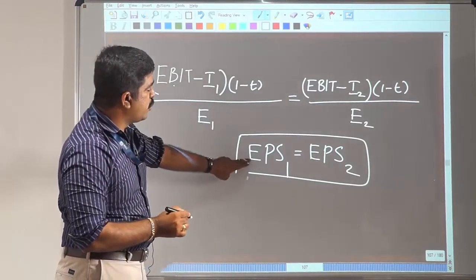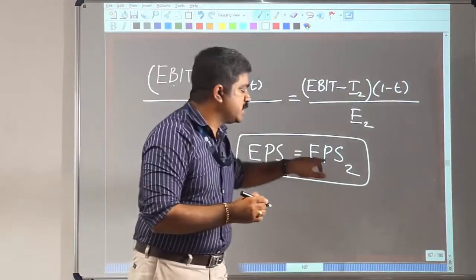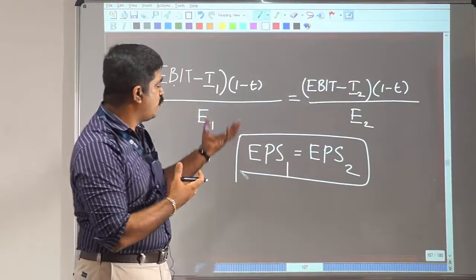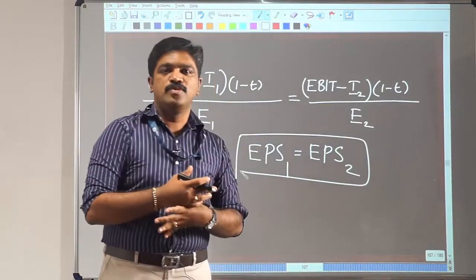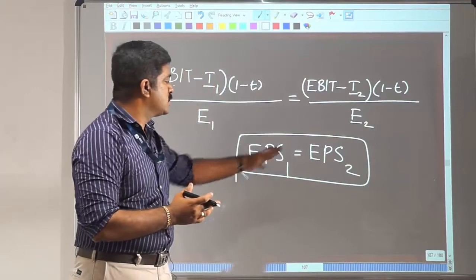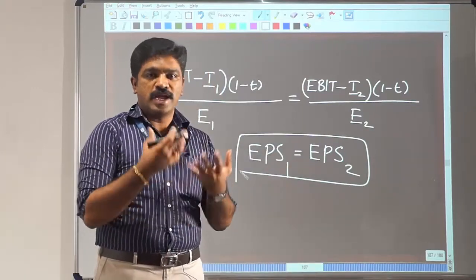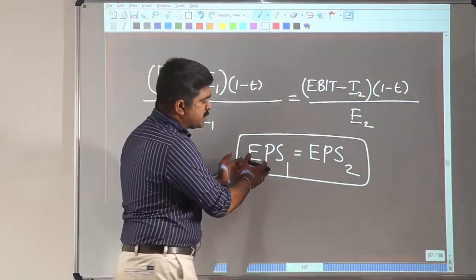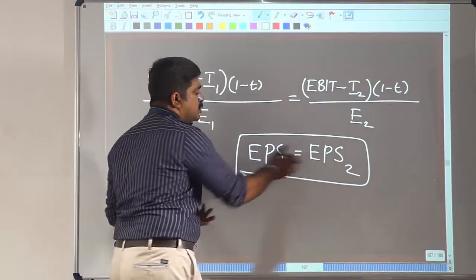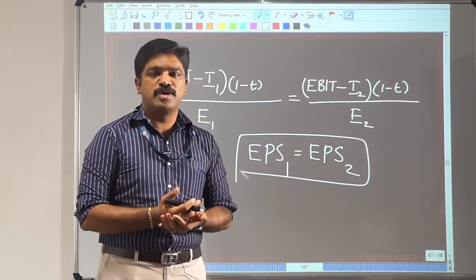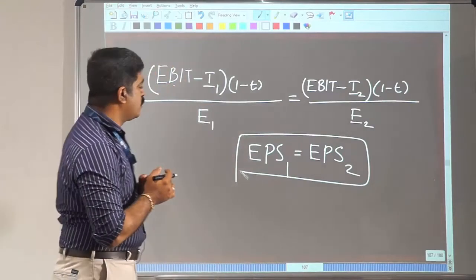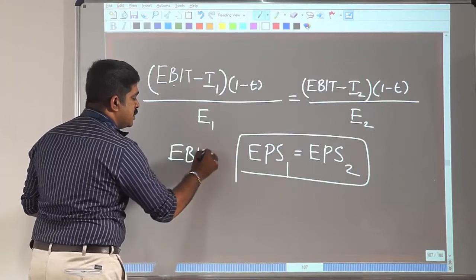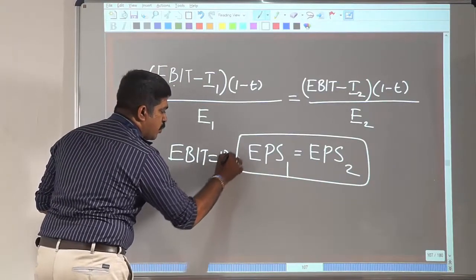What happens at indifference point? Your EPS in option 1 becomes equal to EPS in option 2. So whatever the capital structure, whether you go for option 1 or option 2, it is immaterial for you, because in both cases your EPS is the same, and the ultimate objective of capital structure is maximizing EPS. Here in both scenarios EPS is the same, so you actually become indifferent.